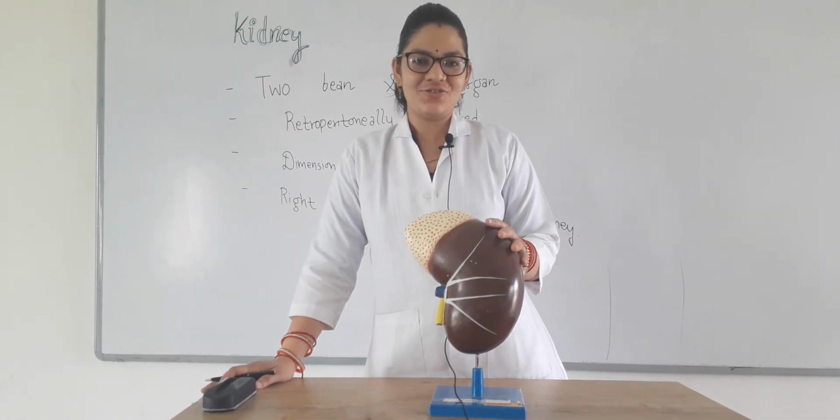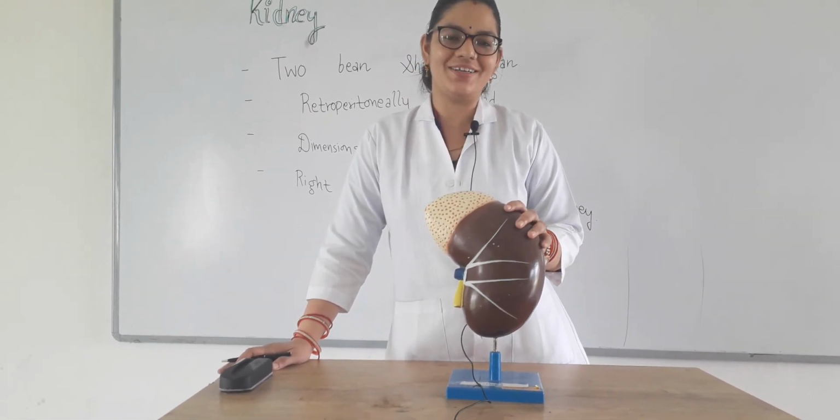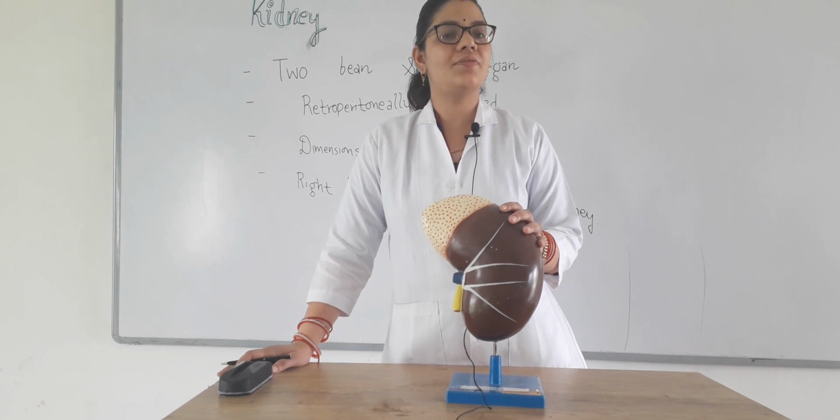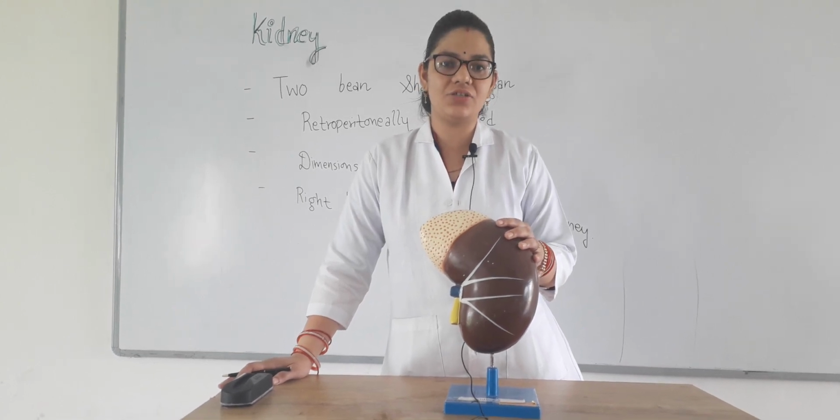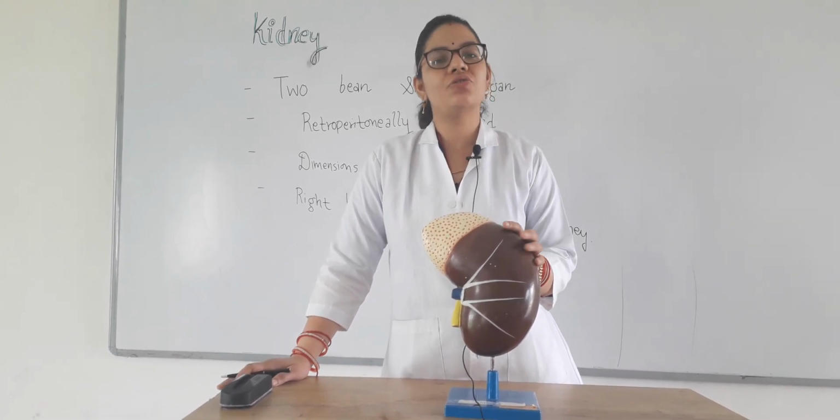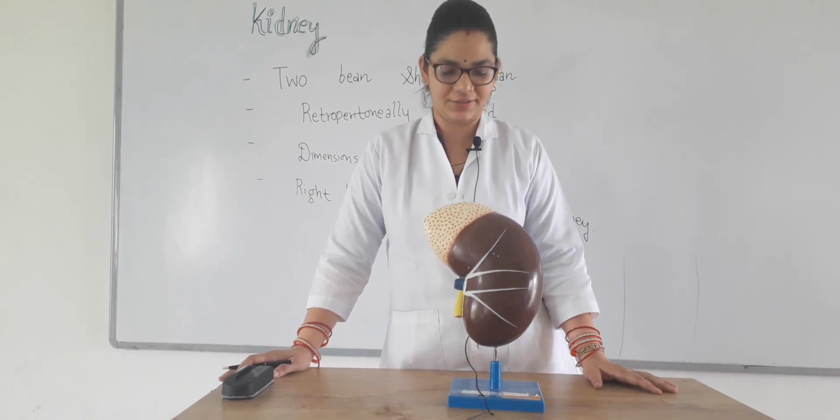So today we are going to discuss an organ which has a very important role in the excretion of water from the body. Okay, so as you can see, this is the model of the kidney. Kidney is one of the important vital organs which helps in the excretion of waste materials. So today we are going to discuss the kidney.